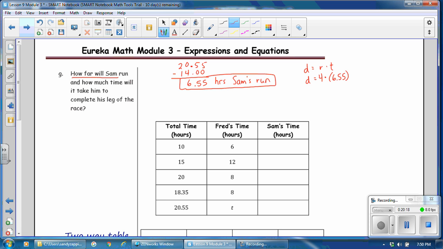Another way to get the distance would be to subtract. We know that 138.2 is the total distance, and I want to double check, it's 138.2. And then 112 miles is the amount that Fred biked. And if you subtract those, you get the distance that Sam ran. And when you subtract that, you get 26.2 miles for Sam.